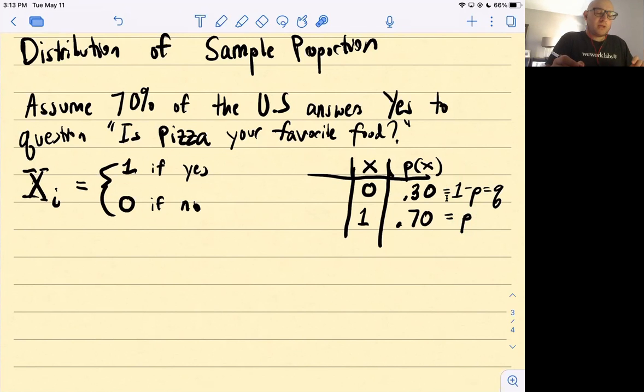Okay, so here's where it gets interesting. How do we find the expected value? What do you guys think? What is the expected value? If you went to 100 people and you counted how many people say 1, how many people say 0, and you take the average of that, what would you expect to get? What is the expected value of a single x? And you can also use the table here.